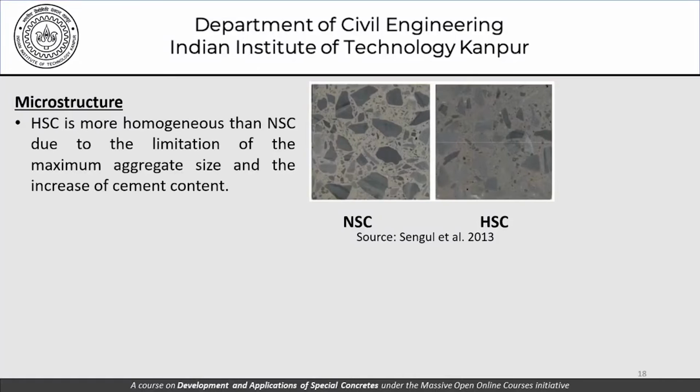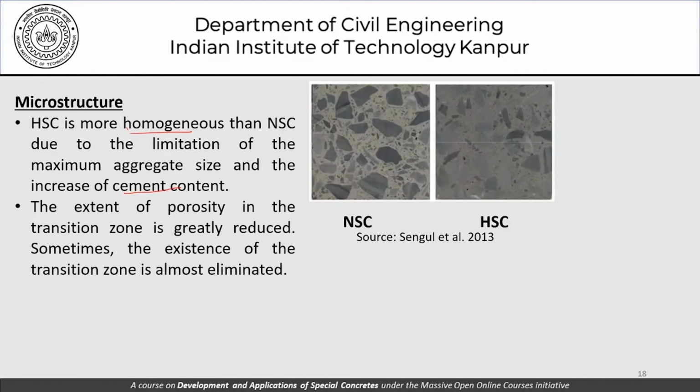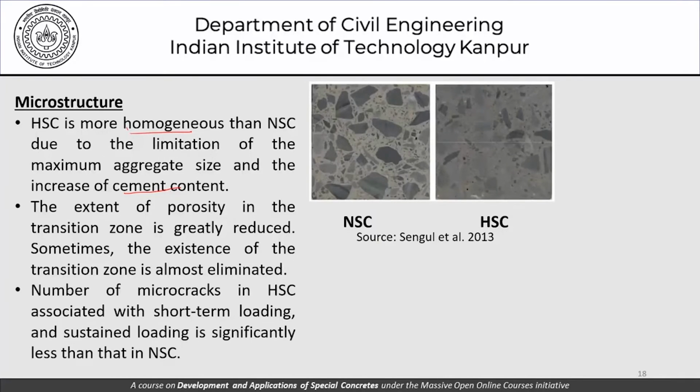As far as the microstructure is concerned, this is from a study in 2013. High strength concrete is more homogeneous than normal strength concrete due to the limitation on the maximum size of the aggregate and the increased cement content. The extent of porosity in the transition zone is greatly reduced, and sometimes the existence of the transition zone is almost completely eliminated. The number of microcracks in high strength concrete associated with short-term loading and sustained loading is significantly less compared to normal strength concretes. So this is the characterization that has been proposed as far as high strength concrete and its microstructure is concerned.